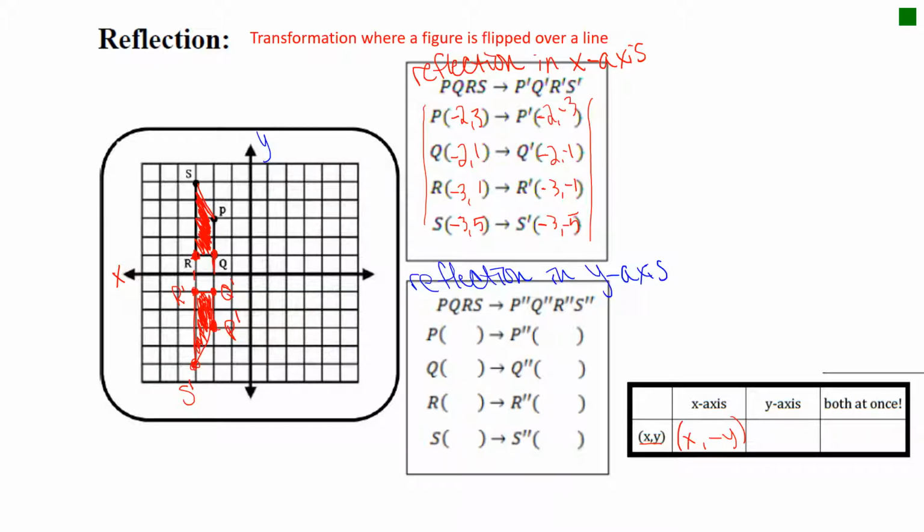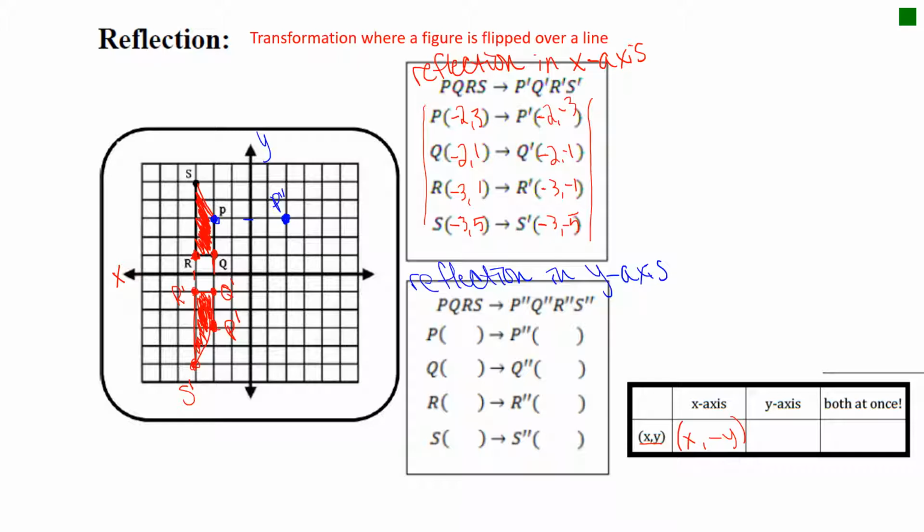So now we're just doing the exact same thing, except we're flipping it over the vertical line, x equals 0, which is our y-axis. So now we're looking at the point and its distance away from the y-axis. So at y is equal to 3, P is 2 units to the left. So now I move it 2 units to the right, and I'm going to call this P double prime. We've already labeled a shape with prime, so now we're going to use double prime, just so that we can distinguish between the 2 points. So that's P double prime.